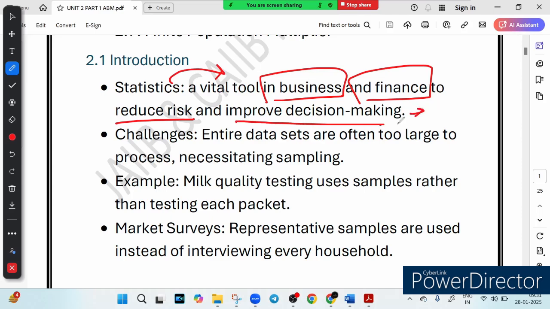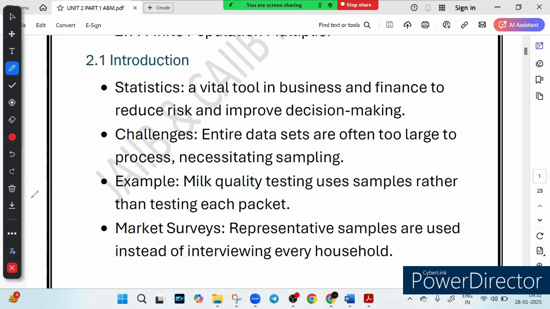But here is the catch: we often deal with huge data sets, right? The challenge is that the data set is huge, so processing all of it is almost impossible, right? That is where sampling comes in as our hero, right?